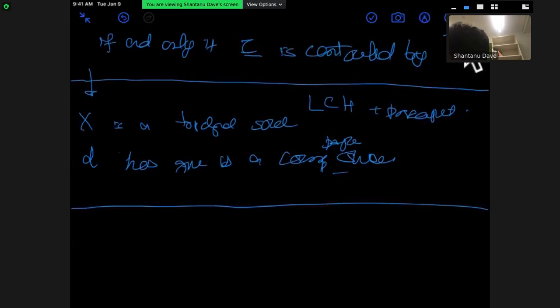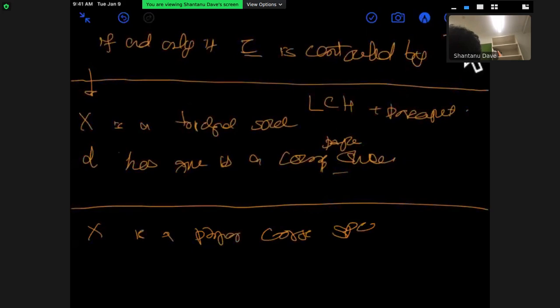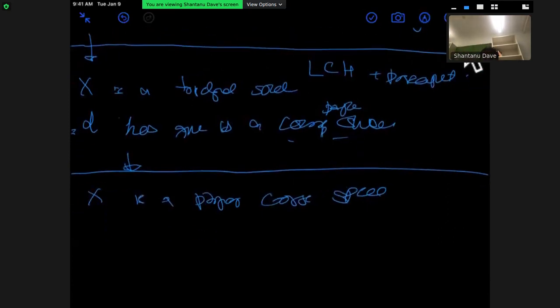What we would start with is X. All these things together we will just call a proper coarse space. So implicit in this is that it's a locally compact Hausdorff paracompact space, and it has a coarse structure compatible with it. This is what I mean when I say X is a proper coarse space. These two things together are my definition.